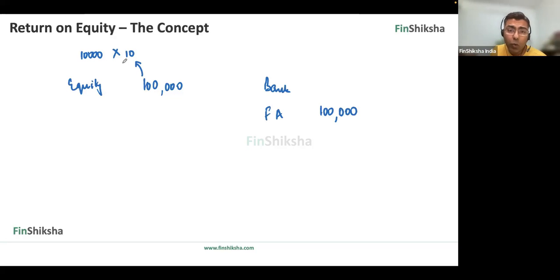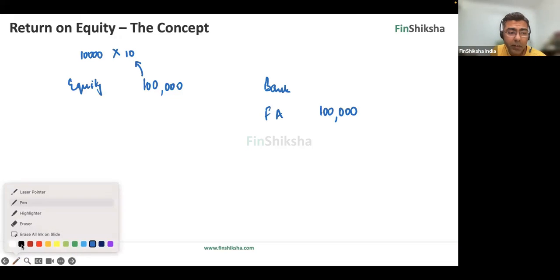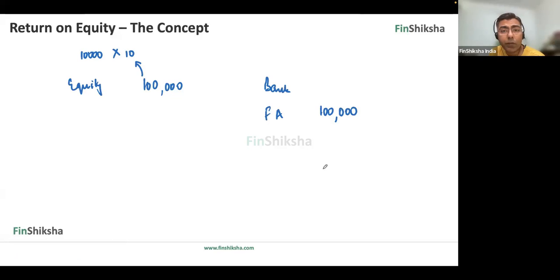Now let's assume over the course of the year, the company does some business and that business gives you a final cash profit number. We'll keep things simple, a profit number of, let's say, 20,000. This is after you have taken out all kinds of expenses, after you have refurbished all your assets so that the value of the fixed asset remains 100,000. Logically, this profit is available in your bank account, so it should appear here.